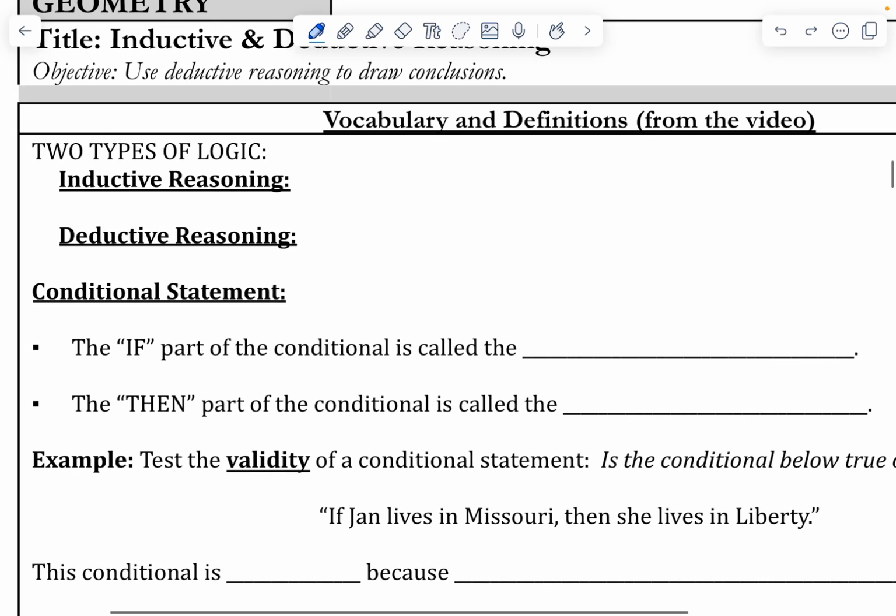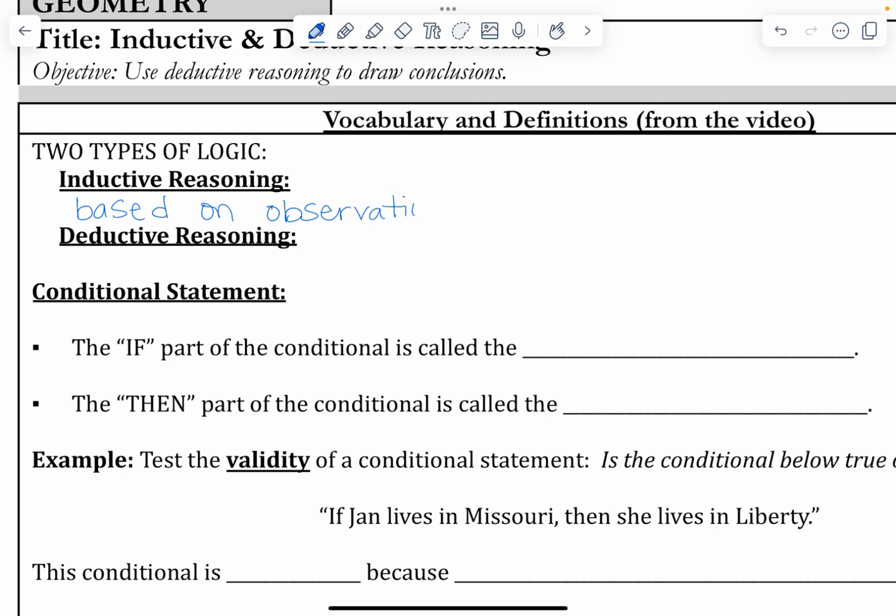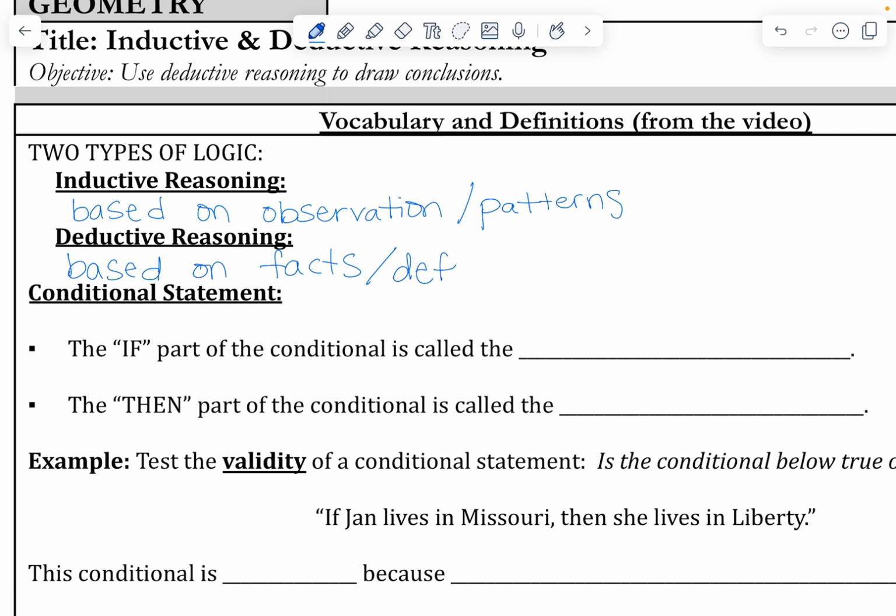Inductive reasoning is based on observation and/or patterns. I'm just going to put a slash there. Okay, deductive reasoning is based on facts. You could also say definitions or properties or anything along those lines, but hard facts.